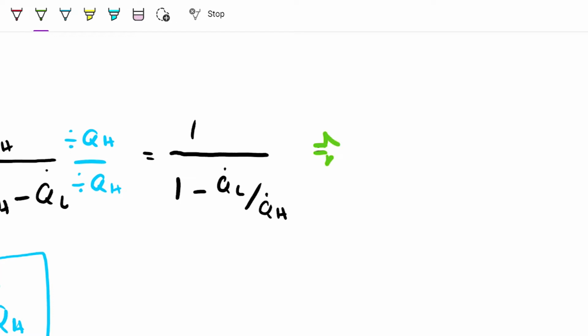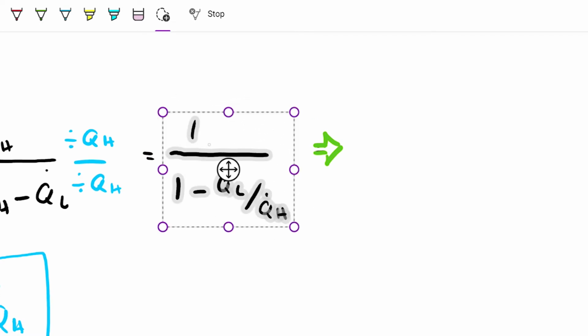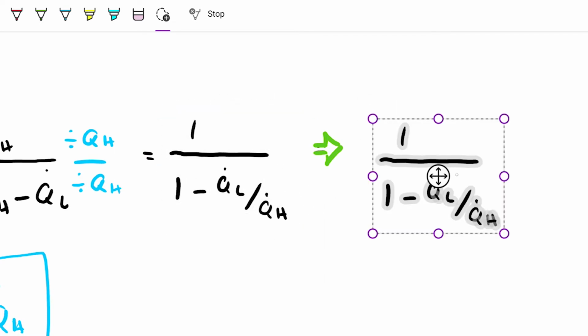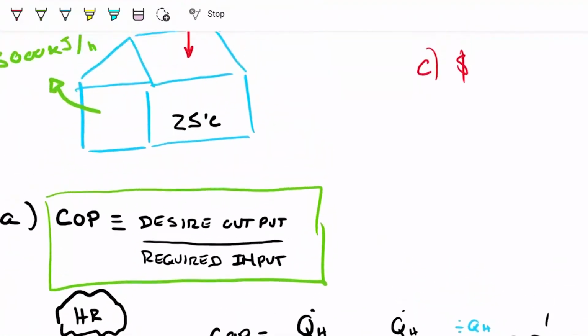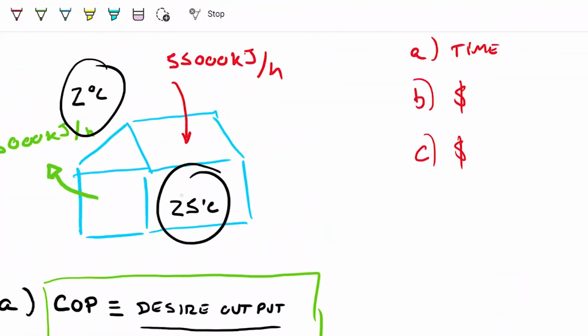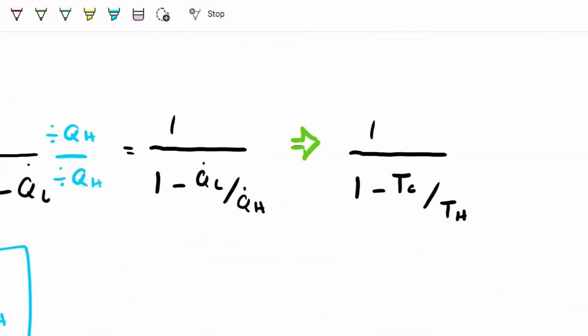I'm capable of going from this equation into one very similar, yet without the Q's and with the temperatures of the reservoirs. So I'm going to remove this. This is going to be my cold reservoir, and this is going to be my hot reservoir. Why is that important? First, we know the cold reservoir and the hot reservoir temperatures; we've known that all along. Second, this is possible because this is a Carnot heat pump, and a Carnot heat pump does not have any entropy being generated.